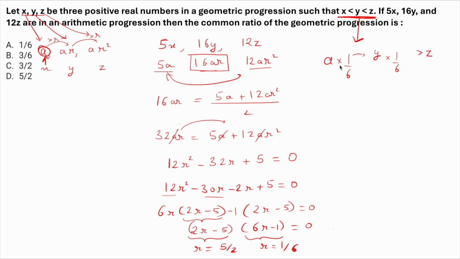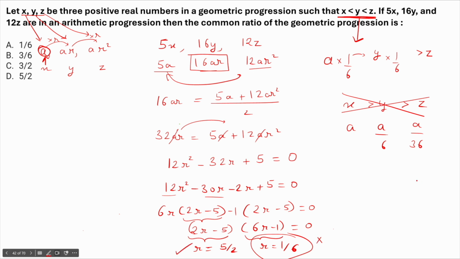So in this case, if the common ratio r is 1 by 6, the terms x, y, z will be in GP. But in that case, x will be the greatest term, which is a. The next term will be a by 6, that will be lesser than x. And the next term will be a by 36, which is further lesser than y. But we don't want this, we want the reverse of this, right? So the common ratio can't be 1 by 6, it is simply equal to 5 by 2. And that is our D option.